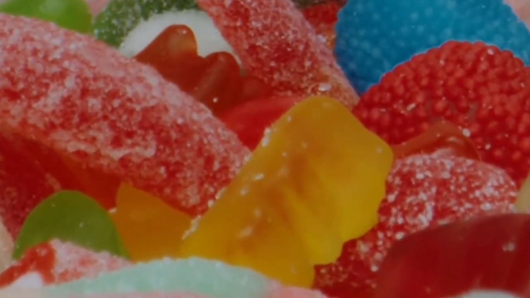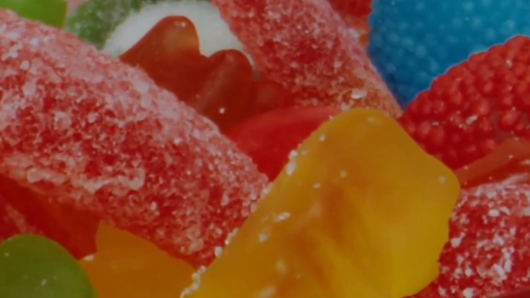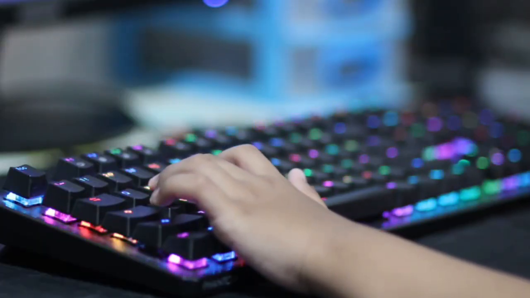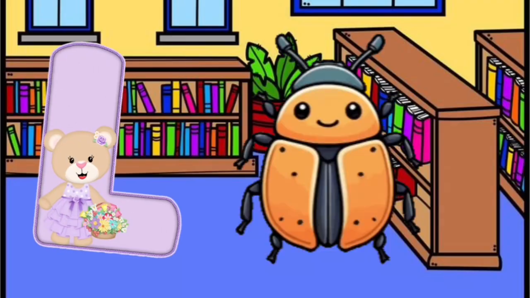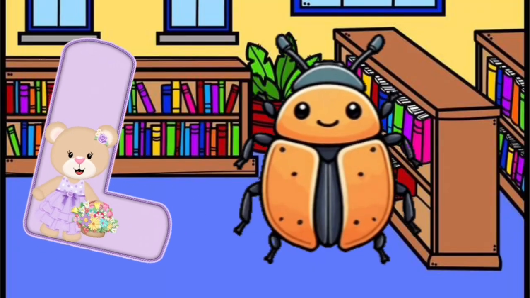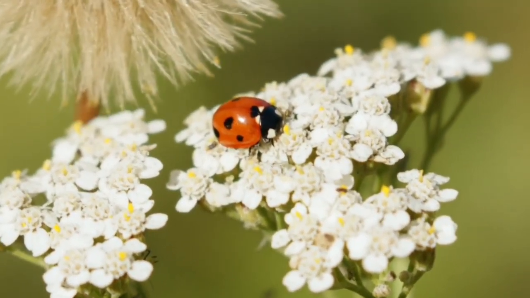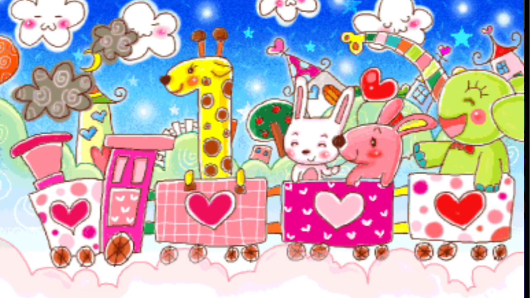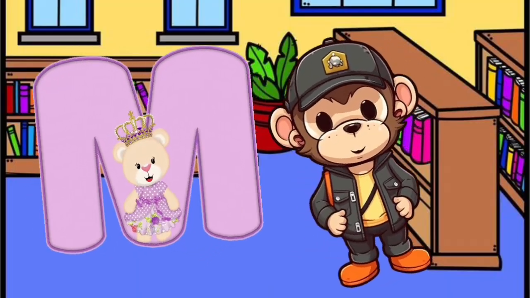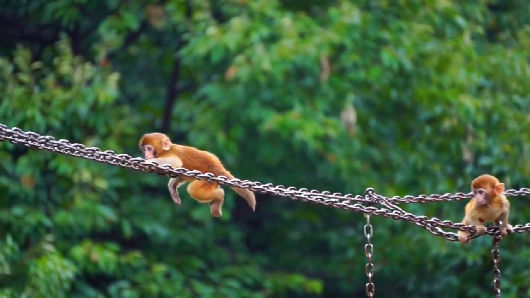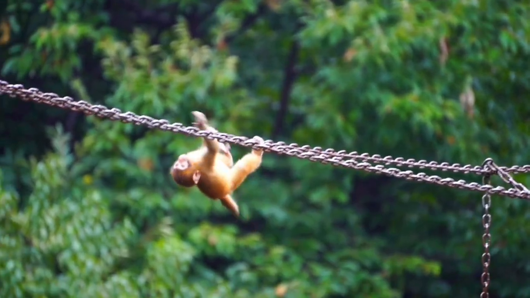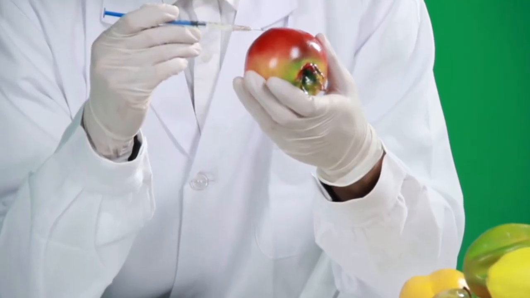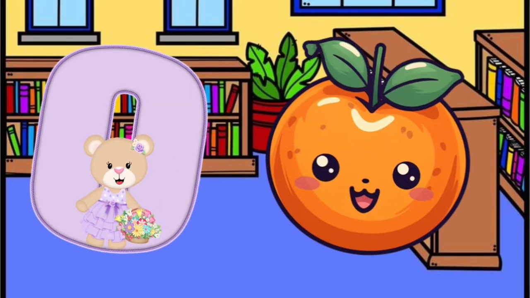Jelly. J, jelly. K is for keyboard. Keyboard. K, keyboard. L is for ladybug. Ladybug. L, ladybug. M is for monkey. Monkey. M, monkey. N is for needle. Needle. N, needle. O is for orange.